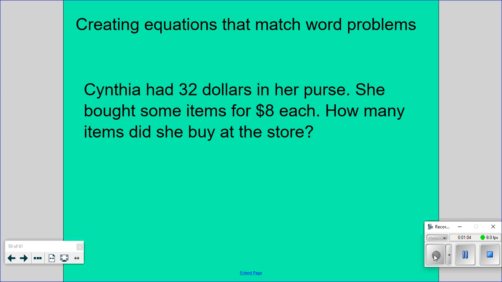Okay, all right, so our problem says Cynthia had $32 in her purse. She bought some items for $8 each. How many items did she buy at the store, assuming she spent all of that money? I want you to read that problem one more time in your head, and then just come up with an answer sentence. Think about what it is that you need to be counting in that problem.